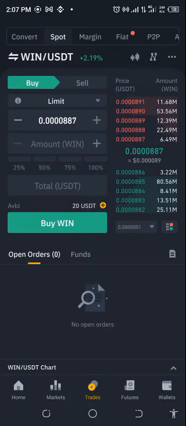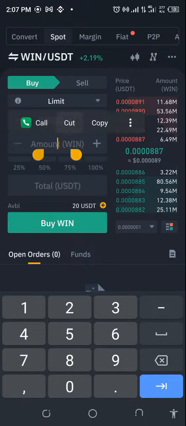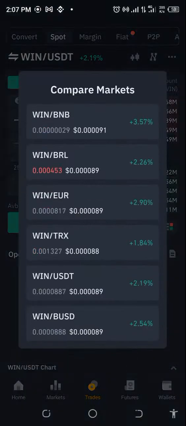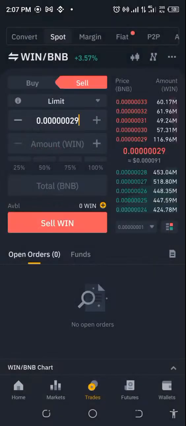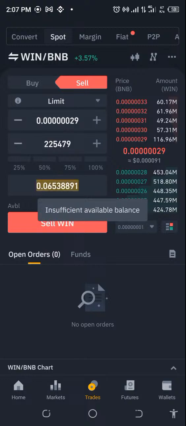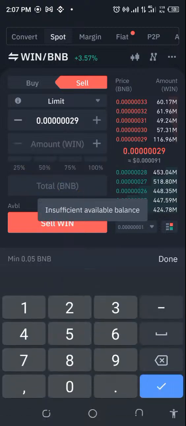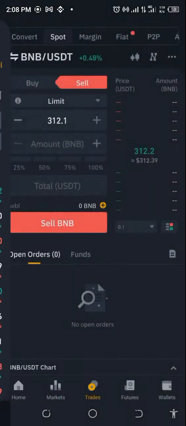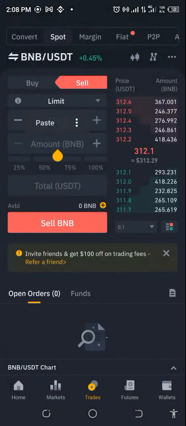So let's go ahead and work with our 20 USD that we have here. So we're going to pick up about 100% and then cut that out and see what we're going to get. This is just basic, right? So let's go over to the compare markets and try it out here. Sell to BNB, okay? And then we'll pick up what we have and then go straight ahead and try to change that to actually BNB USDT. Okay, let's go ahead and do this.